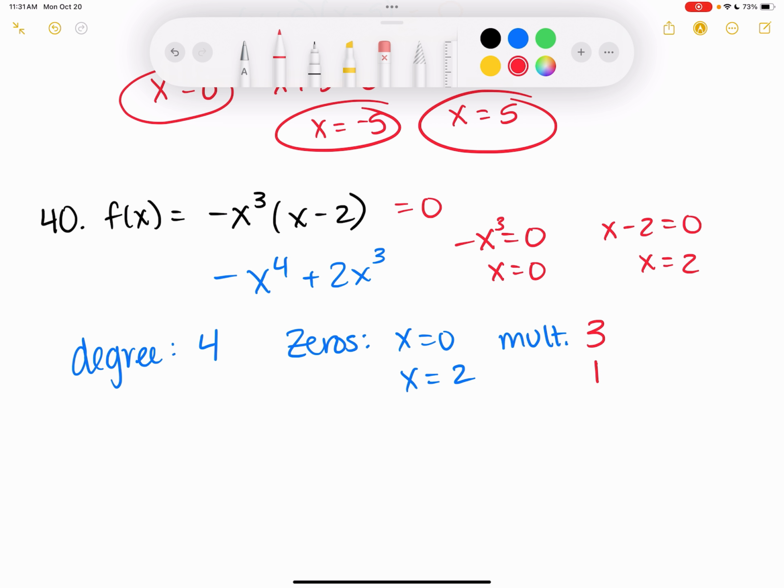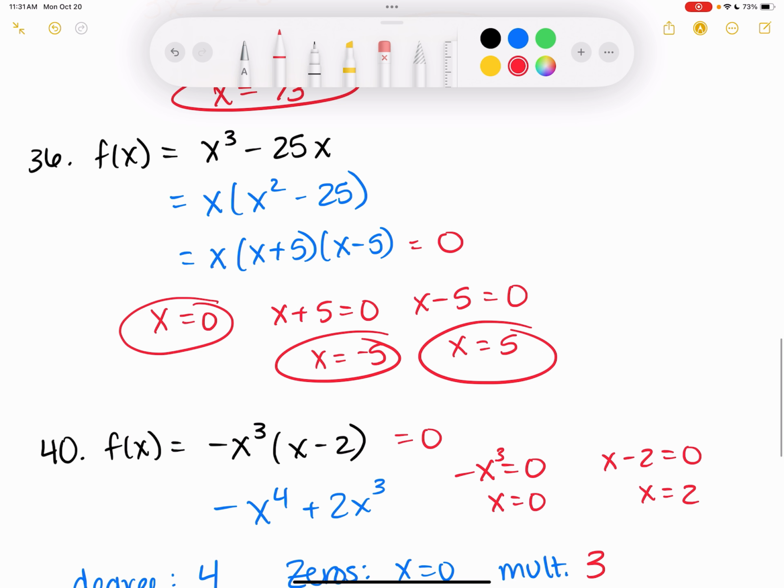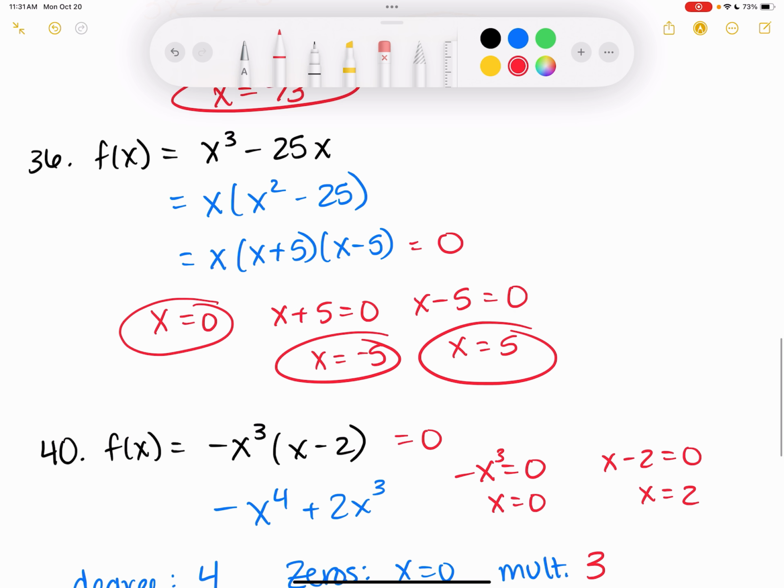Like when we found the zeros for number 36, we just did the FOIL stuff, whatever. Yeah, well, we factored these, and then we set them each equal to 0. So each of these has a multiplicity of 1. This was a degree 3 polynomial. So if I was doing the same thing I'm doing down here, I would say this is degree 3. These are all my zeros, and they all have a multiplicity of 1.